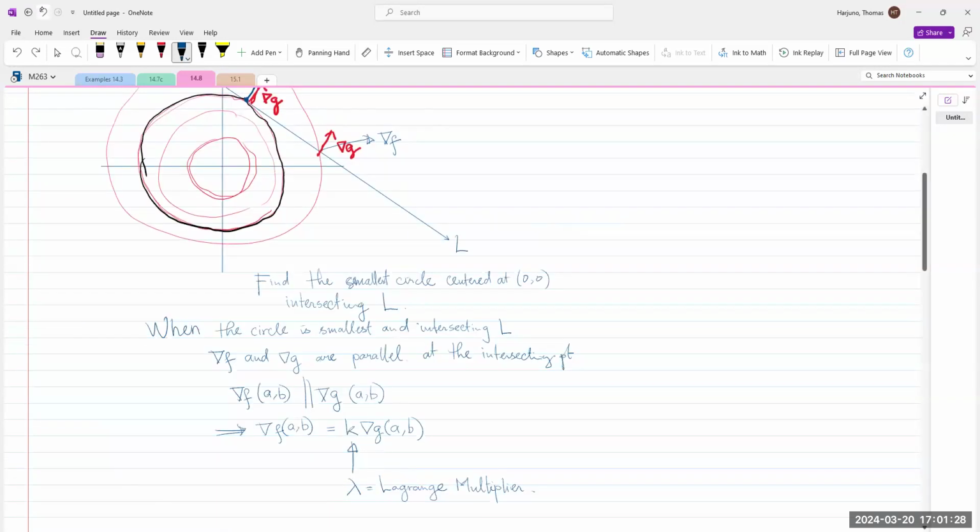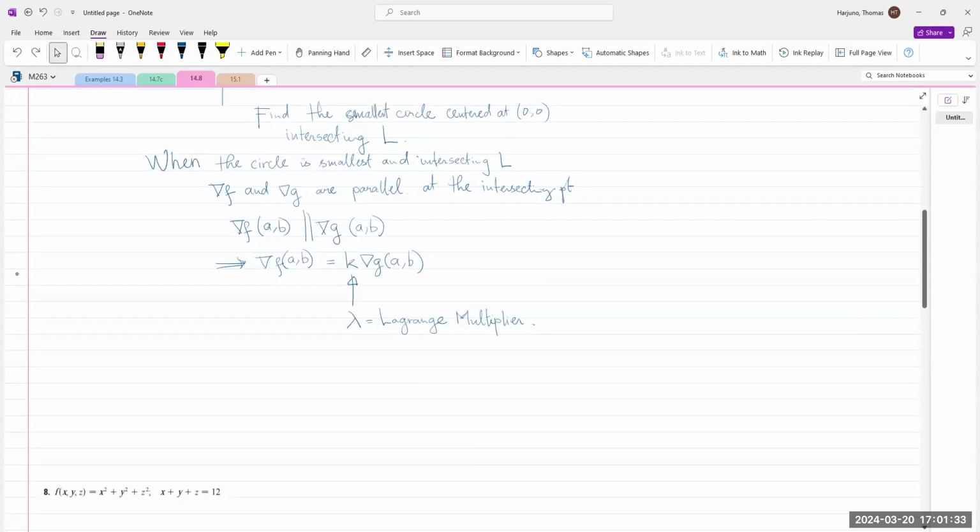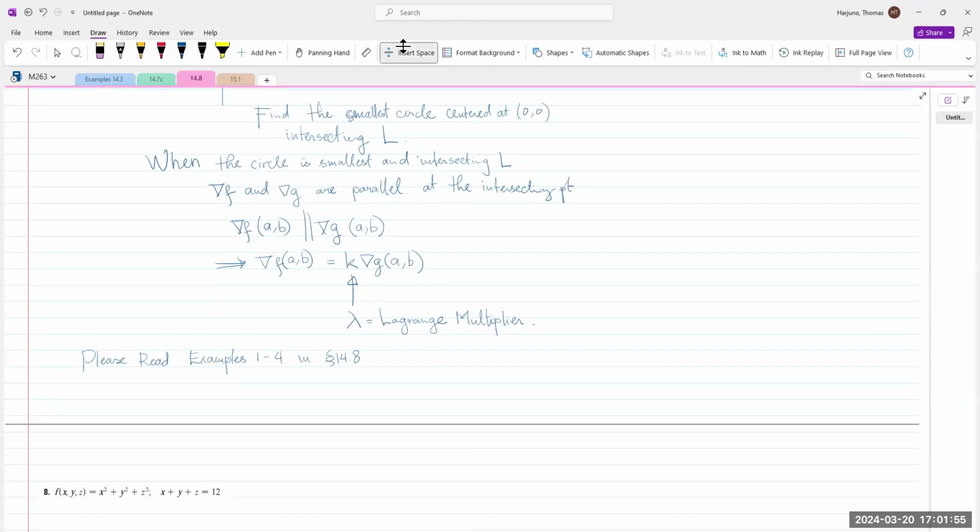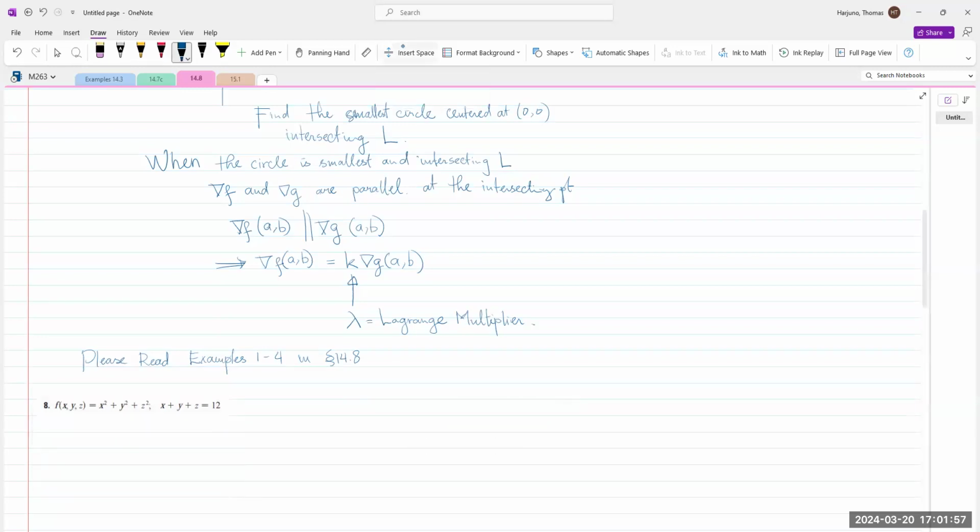Okay, now let's see, how do we apply this? My suggestion for you is please read examples 1 to 4 in this section 14.8. Of course, I can just go over those examples, but since you can read yourself, I'd rather just let you read yourself and I do another problem. Okay, I will do another problem.